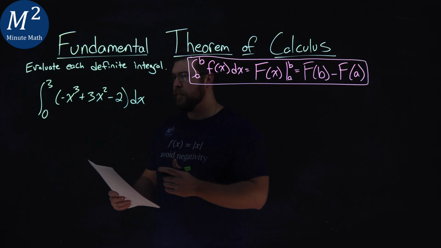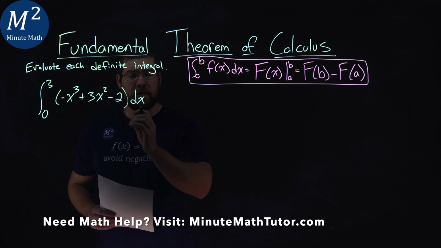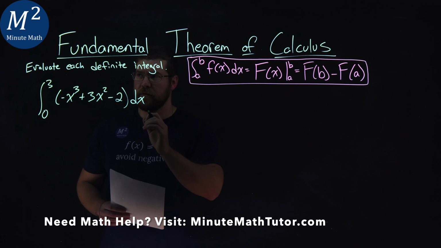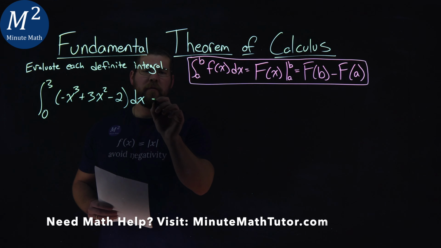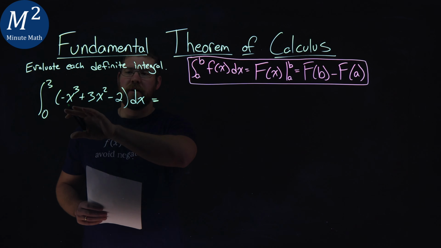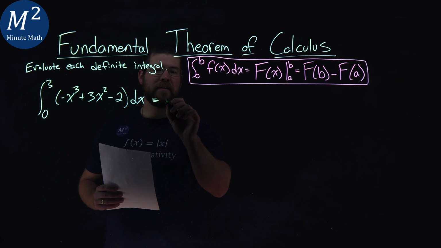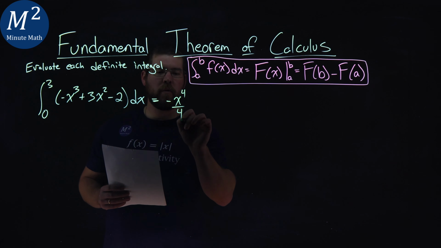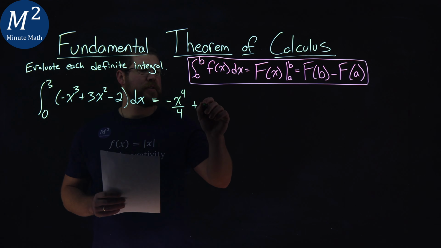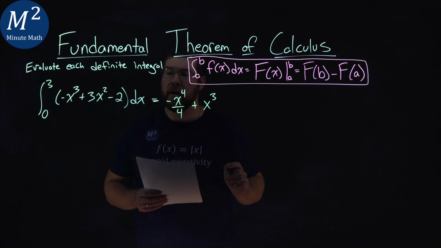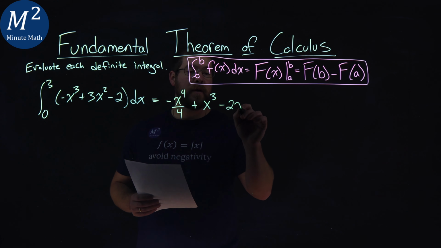We're given this problem right here, the integral from 0 to 3 of our function, negative x to the third power plus 3x squared minus 2 dx. And we have to evaluate this definite integral. Now, our first thing is we want to find the integral of our function here. So, the integral of negative x to the third power is negative x to the fourth over 4, plus the integral of 3x squared is just x to the third power. From there, the integral of minus 2 is minus 2x.